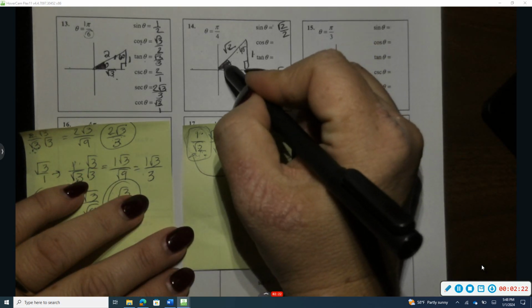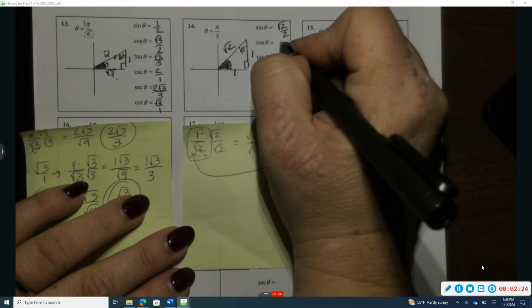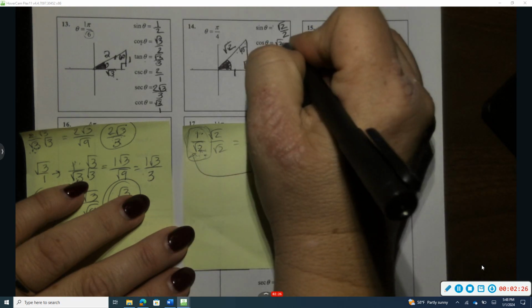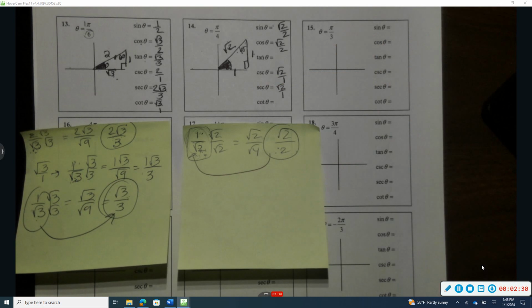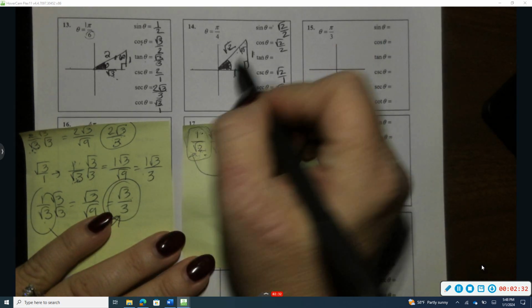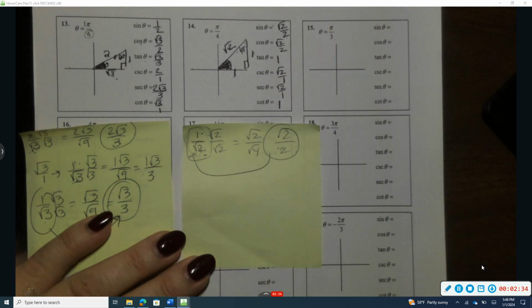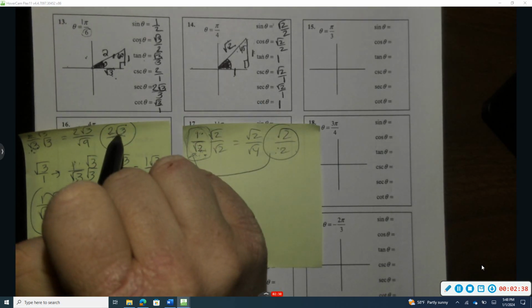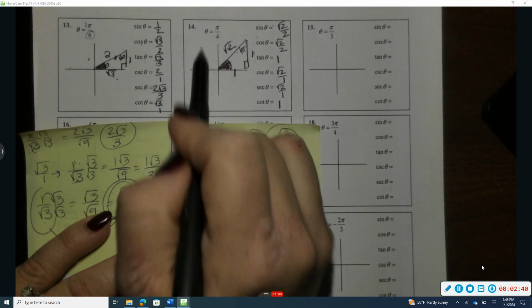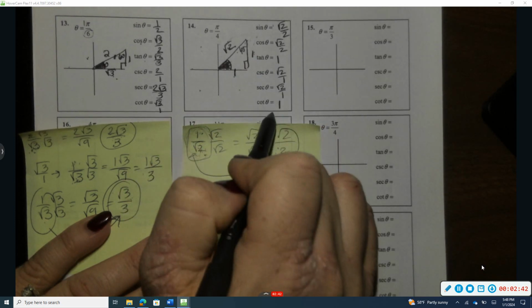Cosine will be similar. We have 1 over the square root of 2, rewritten as square root of 2 over 2, and the reciprocal is square root of 2 over 1. Tangent is opposite over adjacent, which is 1, and the reciprocal is 1. Now this lands in quadrant 1, just like problem number 13. So all star trig class, everything is positive.